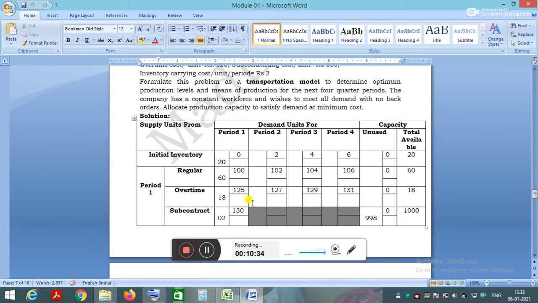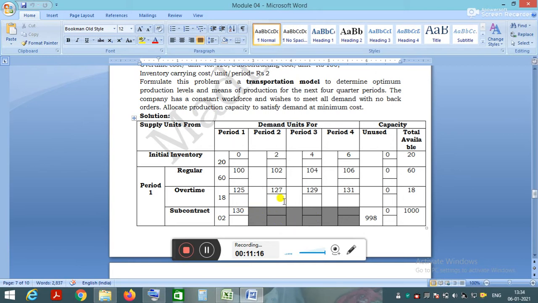Go through the cost. If you produce a product by using regular time, it costs 100 rupees. If it is overtime, it costs 125 rupees. If you are going to give the subcontract, it costs 130 rupees. Okay. And the cost increases by 2 rupees as an inventory cost if we carry that product as inventory. See here, 100, 102, 104 and 106, 125, 127, 129 and 131.